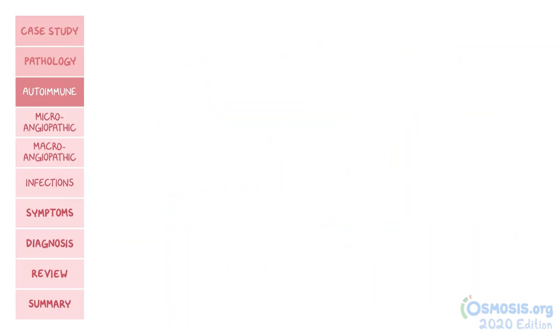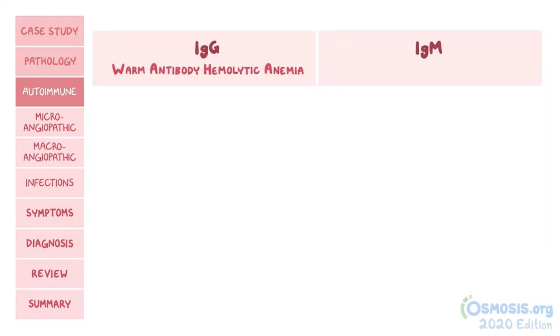Based on the type of antibodies produced, autoimmune hemolytic anemia can be divided further into IgG, also called warm antibody hemolytic anemia, and IgM hemolytic anemia, also called cold agglutinin disease. Now, it's important to remember the causes, since they might be the best clues for identifying autoimmune hemolytic anemia in the exams.